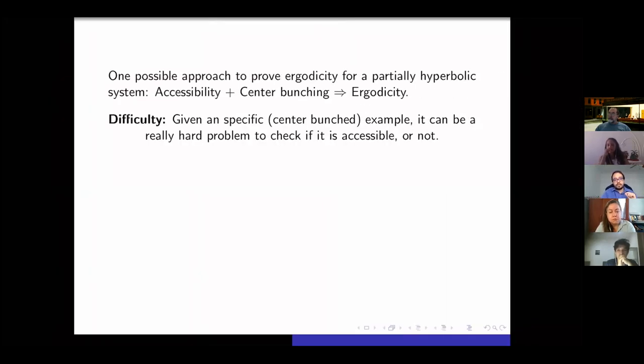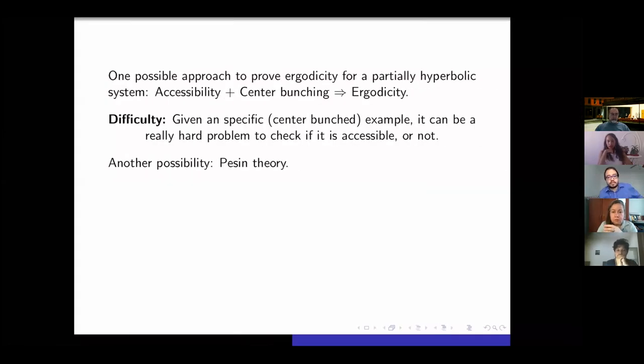So this is one possible approach to prove ergodicity among partially hyperbolic systems. But one difficulty here is that if I give you one example, it can be really, really hard to prove that it's accessible. Accessibility means you want to go from any two points in your manifold just by moving inside stable and unstable manifolds. So this can be a very hard problem for one example. The types of results you see is that densely you can obtain accessibility, so you will have to perturb. But for a given example, this can be hard.